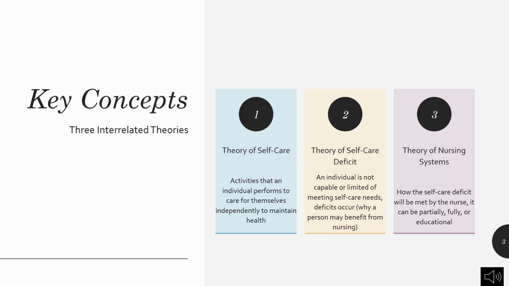Theory of self-care deficit is when an individual is not capable or limited of meeting their own self-care needs. This is when deficits occur. And then this is when a person can benefit from nursing care. Theory of nursing systems is how the self-care deficit will be met by the nurse. It can be partially, fully, or educational supported.